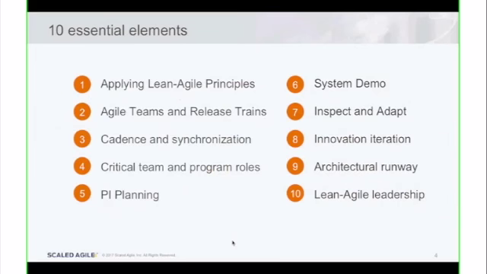We're looking at what I call the 10 deal breakers. If you're not doing these well, or if you're not doing them at all, you're really going to have a hard time scaling any kind of agility. So our approach is, let's look at what are these 10 essential elements, and how well are we doing in these 10 areas.